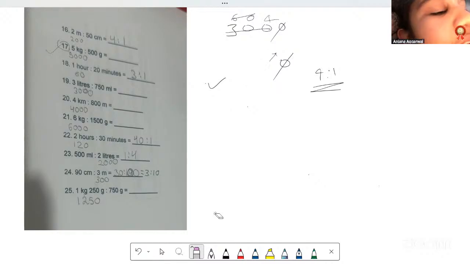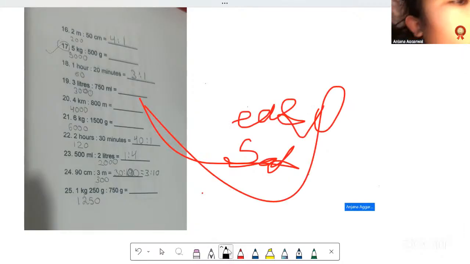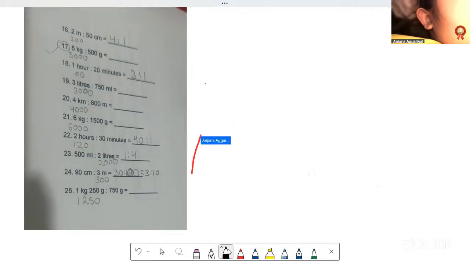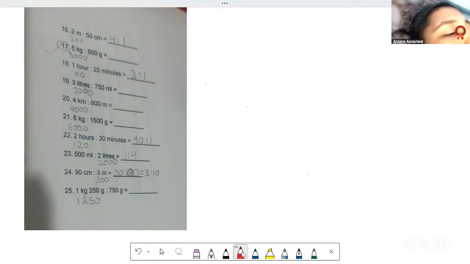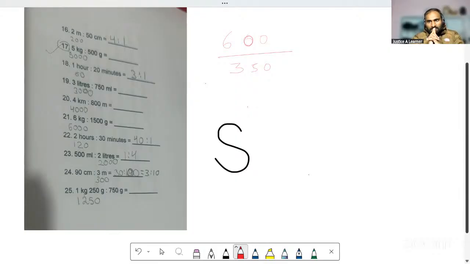Start with an easy one. Okay. So you must use black pen. Okay. This is 600. Sorry, easy one. 600 upon 350. So I need to simplify that.